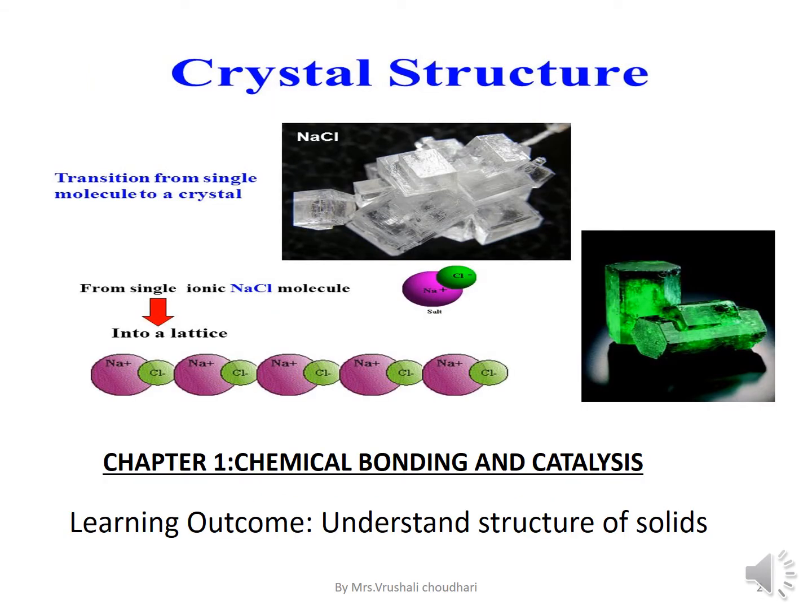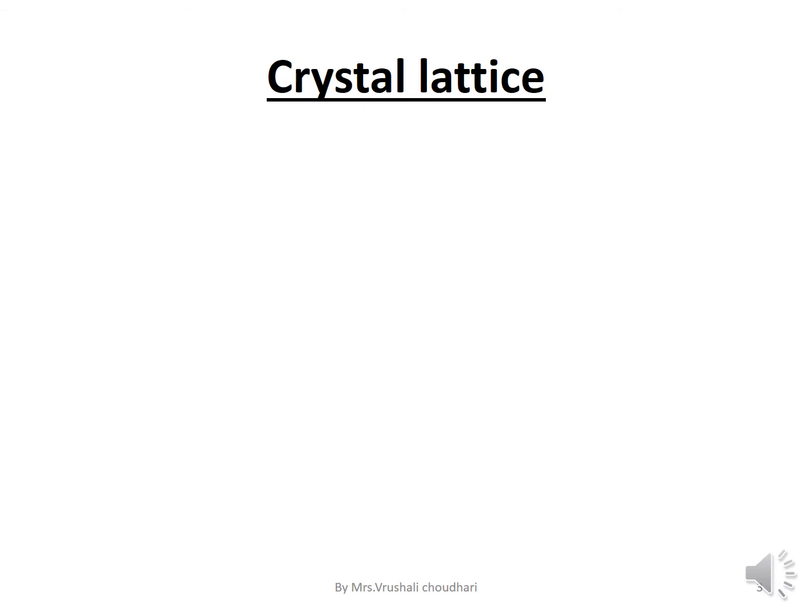Today's topic is crystal structure, which belongs to Chapter 1, chemical bonding and catalysis. The learning outcome of this chapter is to understand the structure of solids. Why is it important to learn the structure of solids? Based on the structure, the properties and applications of a material are different. Therefore, we are learning crystal structure to understand the property and the application of material in the engineering field.